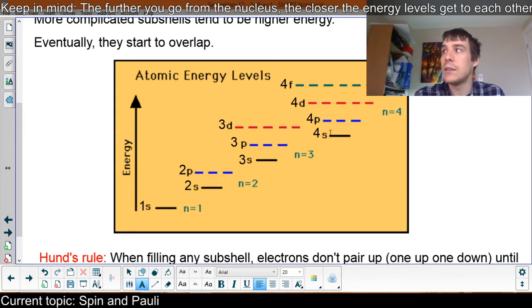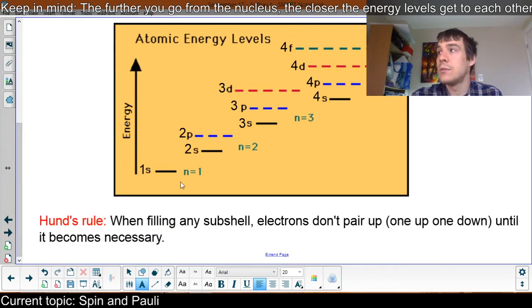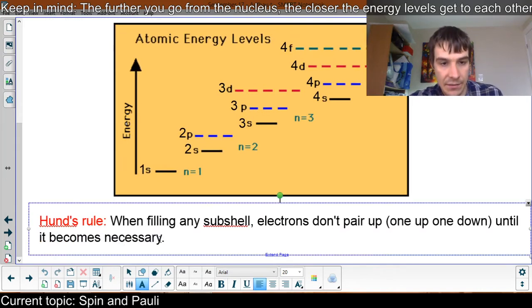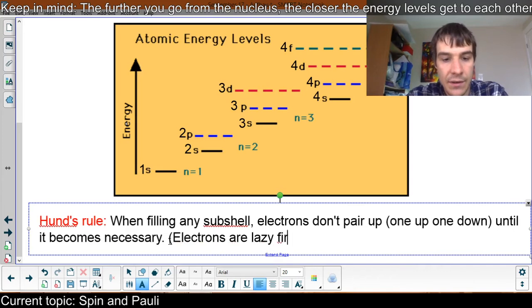So 4s is a lower energy. Electrons would rather be there than there because it's lower energy. Everyone wants to be low energy, right? So that's that. Then that leads to Hund's rule. Hund's rule basically says that, and I'm gonna write this, electrons are lazy first, but antisocial second, right?